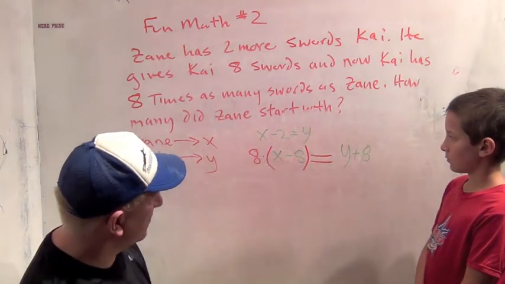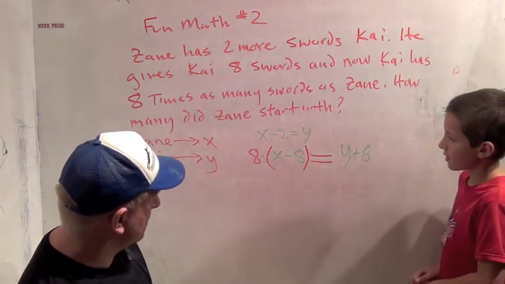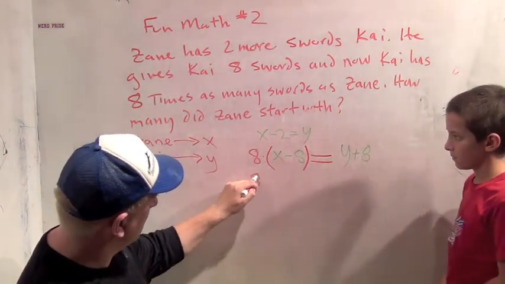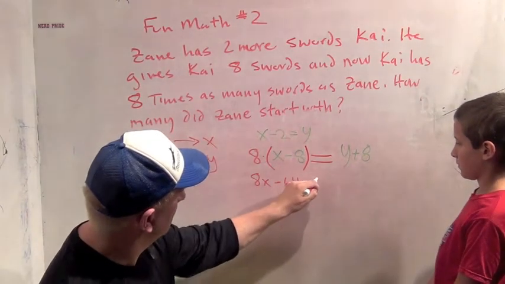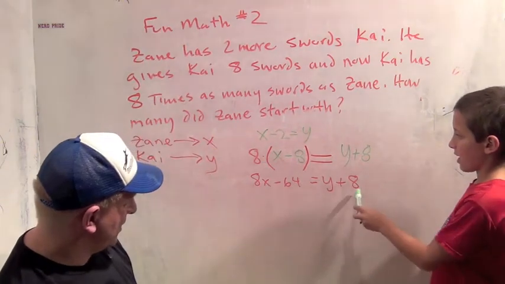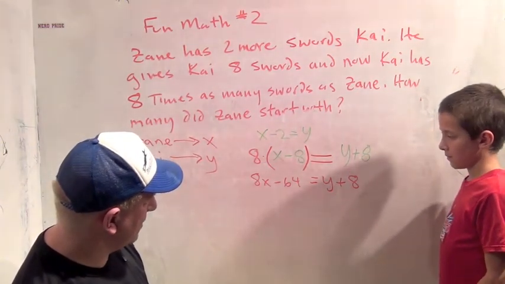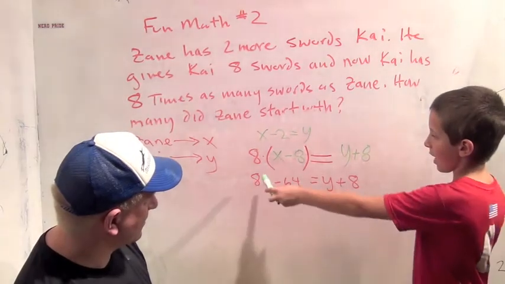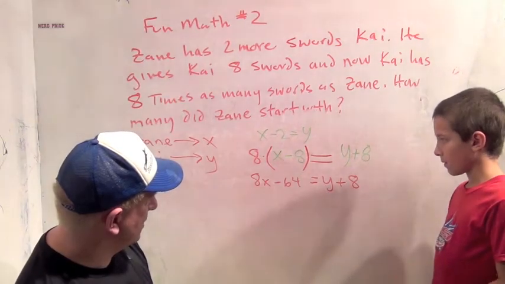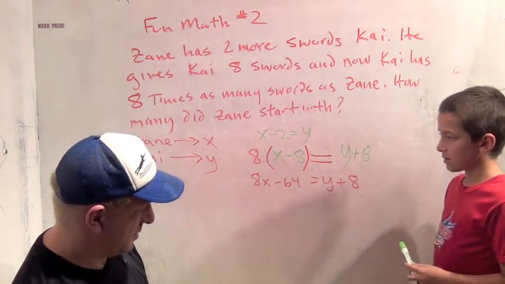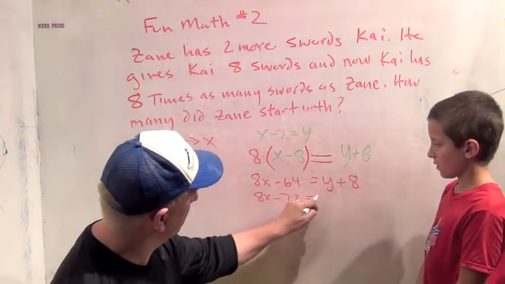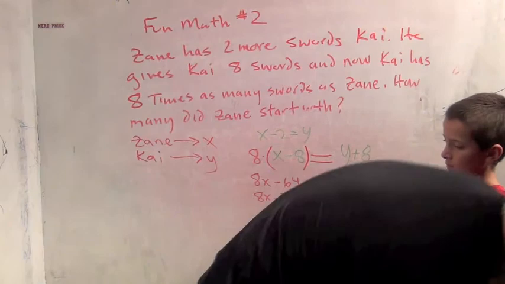What is 8 times X minus 8? It's 8x minus 64. Okay, 8x minus 64 equals Y plus 8. And how can I simplify that? Subtract an 8 from both sides. And what do I get when I do that? You get 8x minus 72 equals Y.